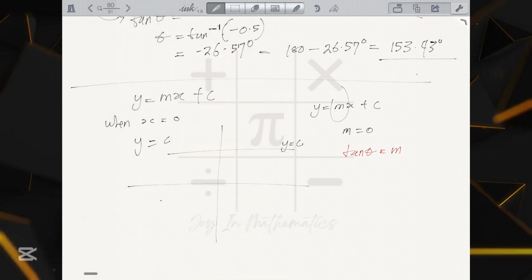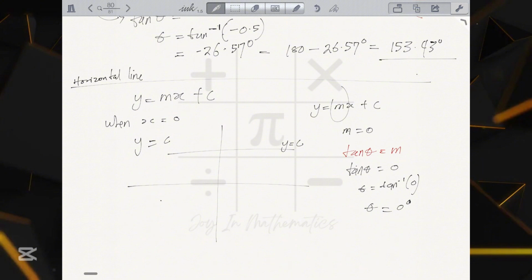Therefore, we are saying that tan theta is equal to 0. So theta will be what? Arctan 0, and arctan 0 is equal to 0 degrees. This can be 0 degrees, and it can also be what? 180 degrees, because they fall on the same line. So this is when we have a horizontal line.